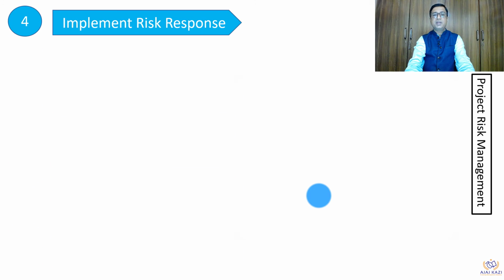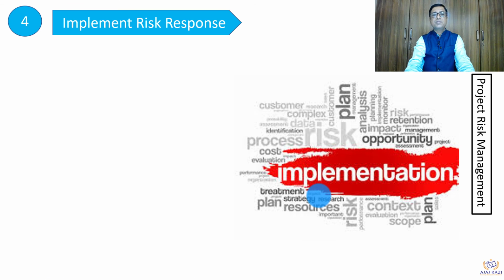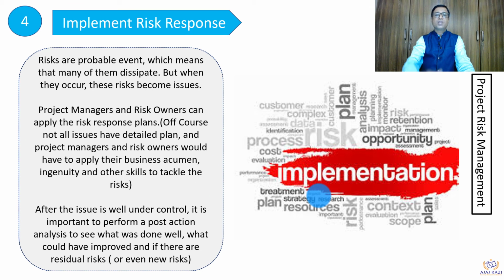Then you have to implement the response. If the risk happens, this is where the execution part comes in. If something happens, the risk owner has to first know the trigger just before the risk is happening. If he is involved in the project, he must be able to take action very quickly to control the risk, its impact, its probability, right?